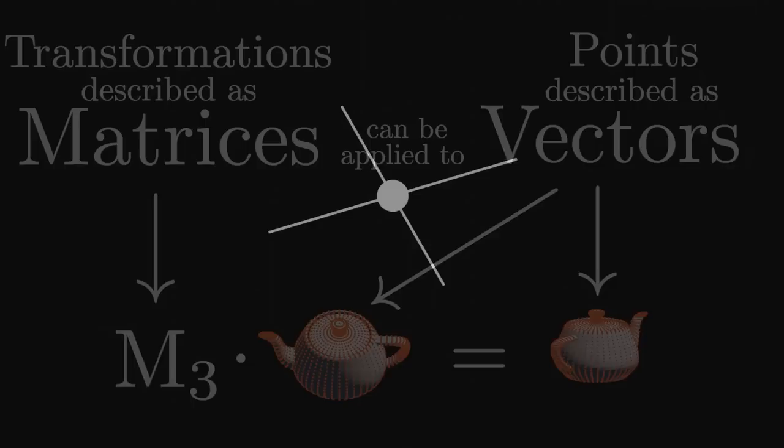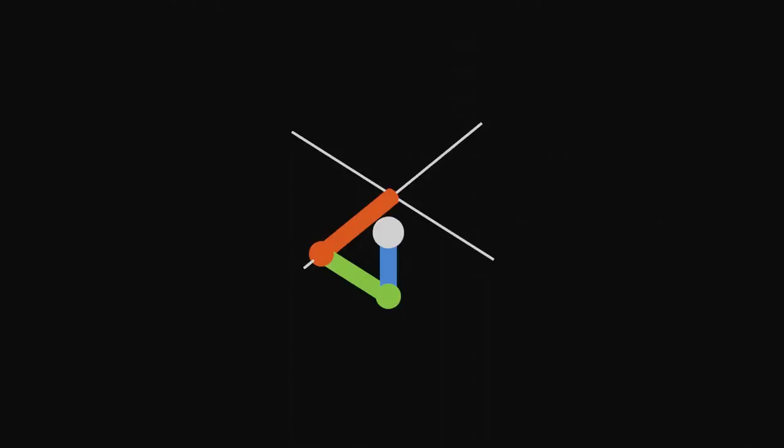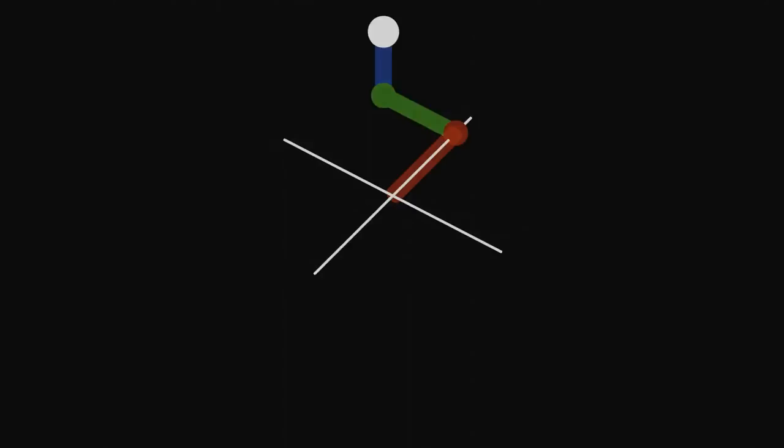A vector describes a point by saying how far to move along the x, y, and z axes to get there. There's somewhat of a duality in the way we can think about vectors. We can think of them either as descriptions of points in space or as descriptions of movements to make.